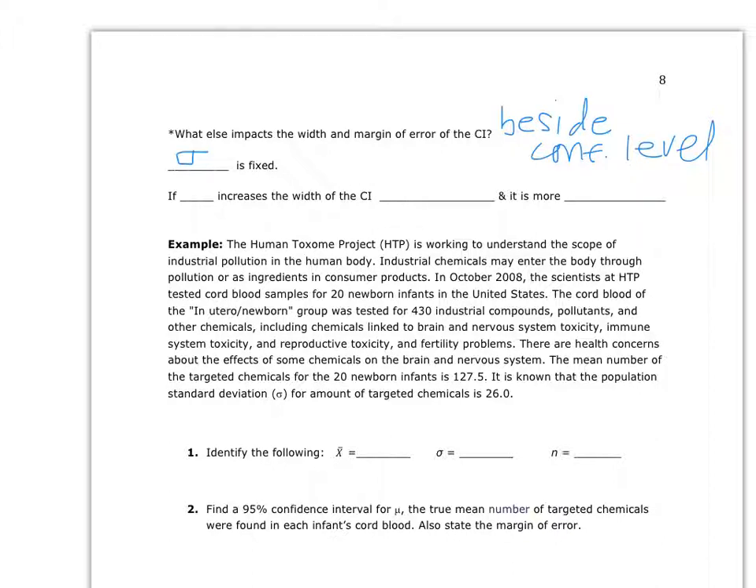What is the other thing that makes up the margin of error? Well, it's sample size, it's n. And how does that impact the width and margin of error? Well, if n increases, that's going to make the standard error of the mean, sigma divided by the square root of n, smaller, because we're dividing by something larger. So that's going to decrease the width of the confidence interval. So increasing n will decrease the width of the confidence interval, and it is more precise.